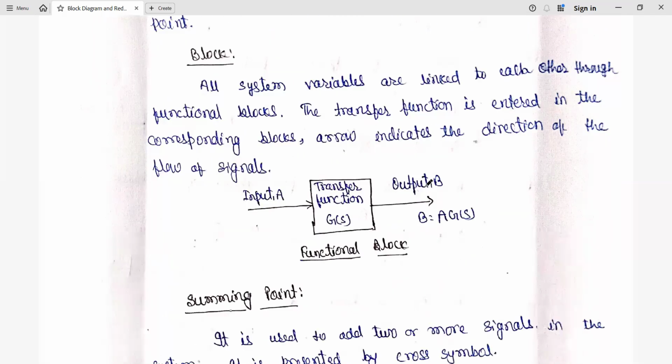So what is the block? The system variables that link to each other through some functional blocks, that is called the block. Inside the block, the transfer function is entered for the corresponding block, like here G(s). Similarly, we have it for the feedback also, and this arrow indicates the direction of the flow of the signal.